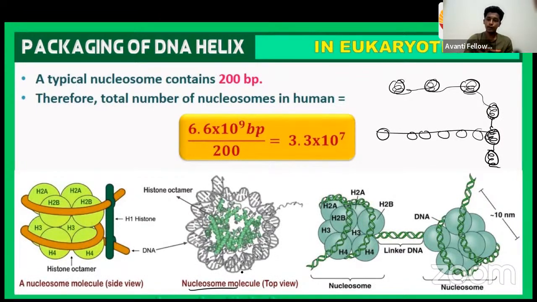If you want to know the number of nucleosomes present in human DNA, you just have to divide: 6.6 billion base pairs divided by 200 base pairs per histone octamer. So how many do we have? 3.3 into 10 to the power 7 beads you can find in your nucleosomes. That is the length of your nucleosome.